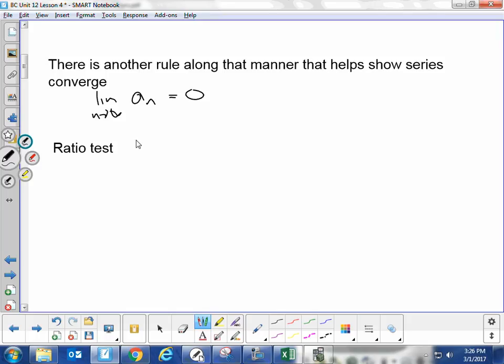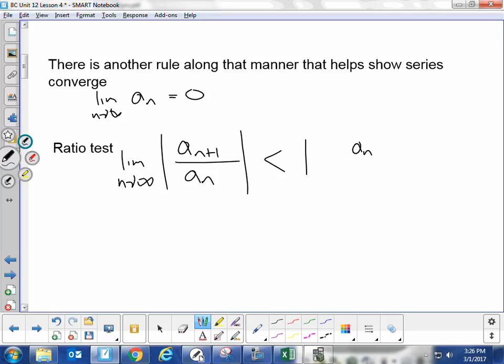it turns out if we look at the ratio of the absolute value of the next term divided by the previous term, as we trend towards infinity, just like that whole geometric series, next term divided by the previous one, if this is less than 1, then we are going to absolutely converge. Okay? It's like the geometric series.